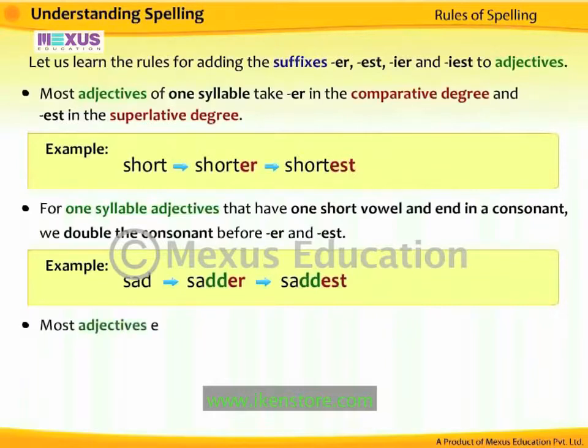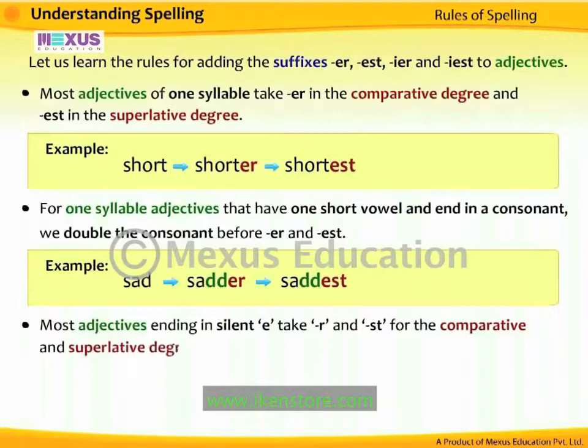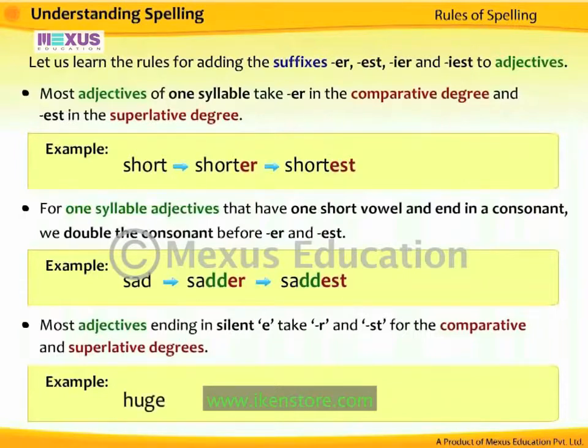Most adjectives ending in silent E take R and ST for the comparative and superlative degrees. For example, the comparative degree of huge is HUGER, huger, and the superlative degree is HUGEST, hugest.